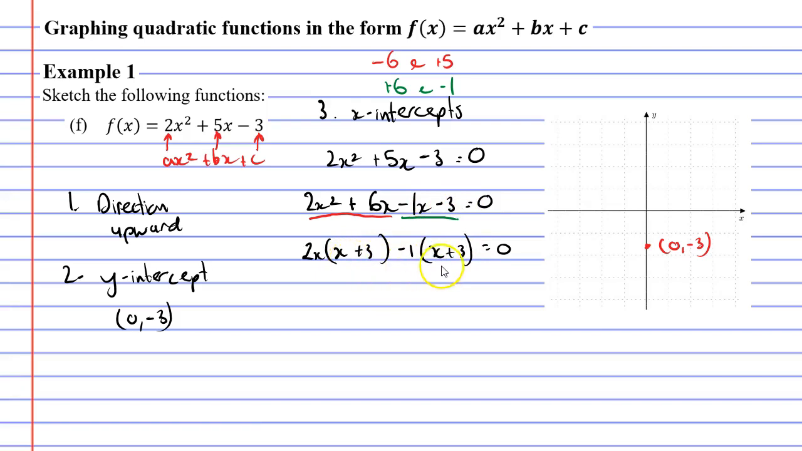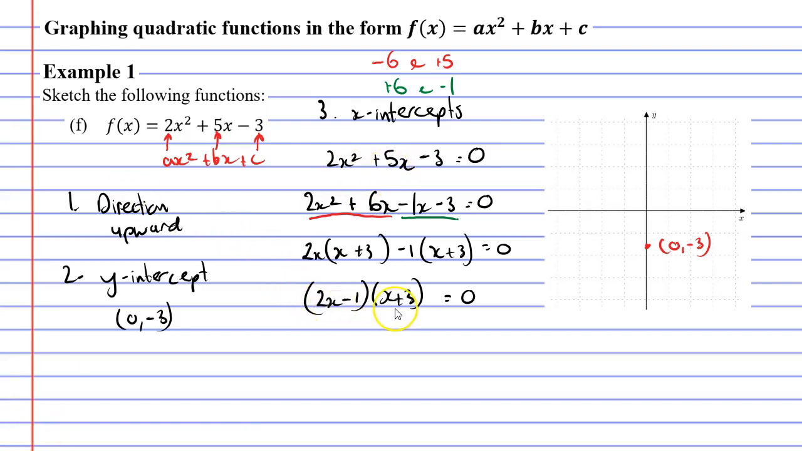We can see that both sets of brackets are the same, which is what we want. And we've got 2x minus 1 outside the brackets. So we go 2x minus 1, and then our second set of brackets will be x plus 3, exactly the same as what we had in the brackets before. And this will equal 0. If you struggled with what I've just shown you, this is something we covered in a previous topic, and it was about factorizing non-monic quadratics.